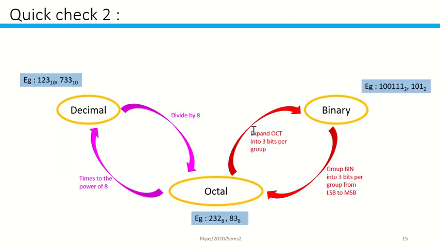So for the quick check, we have covered the decimal to octa before, and now we have covered octa to binary. So if you want to change from octa to binary, first, you need to expand into 3 bits per group. Or from binary, you need to change to octa, so you can group the binary into 3 bits per group from LSB to MSB. So you can get the answer.